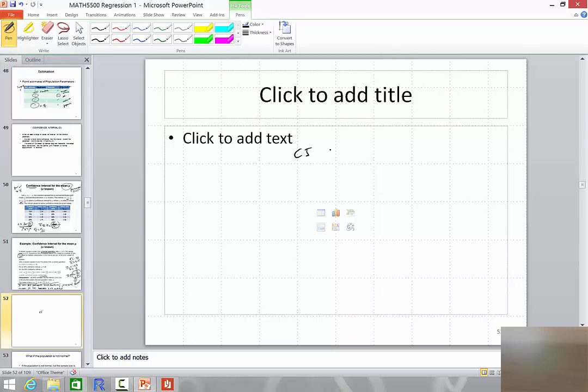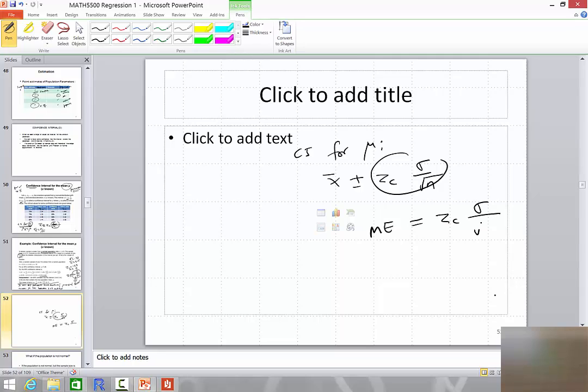I told you the confidence interval for mu, the formula x bar plus minus Z critical sigma divided by square root of n. This is what I told, right? Now remember, this part is called marginal error. Marginal error is equal to Z critical sigma divided by square root of n. Okay, let's solve this equation for n.